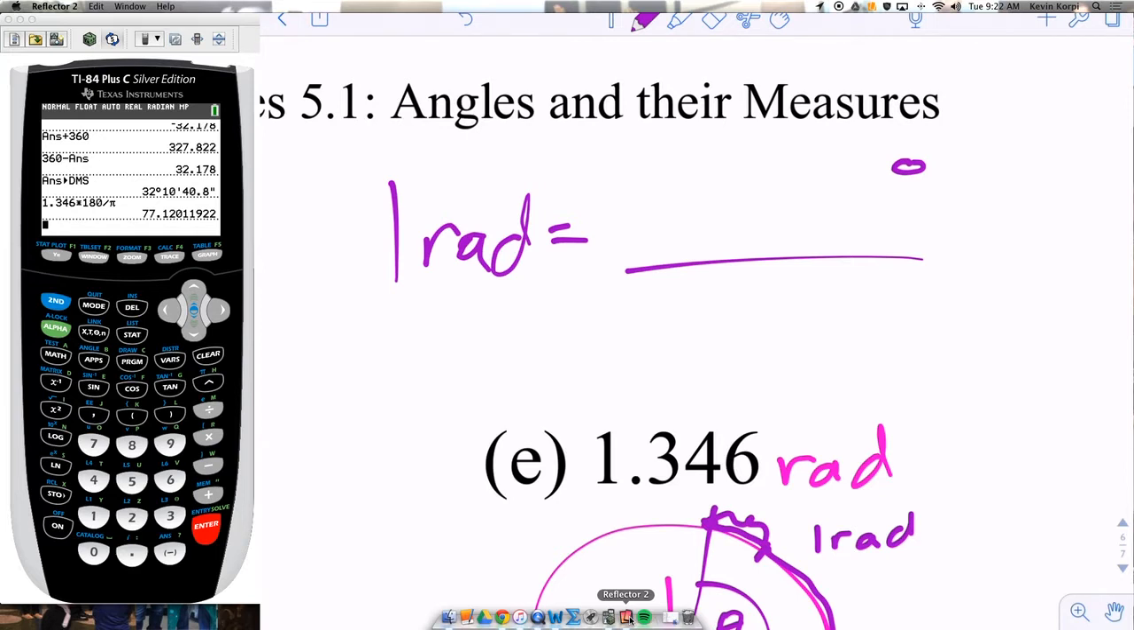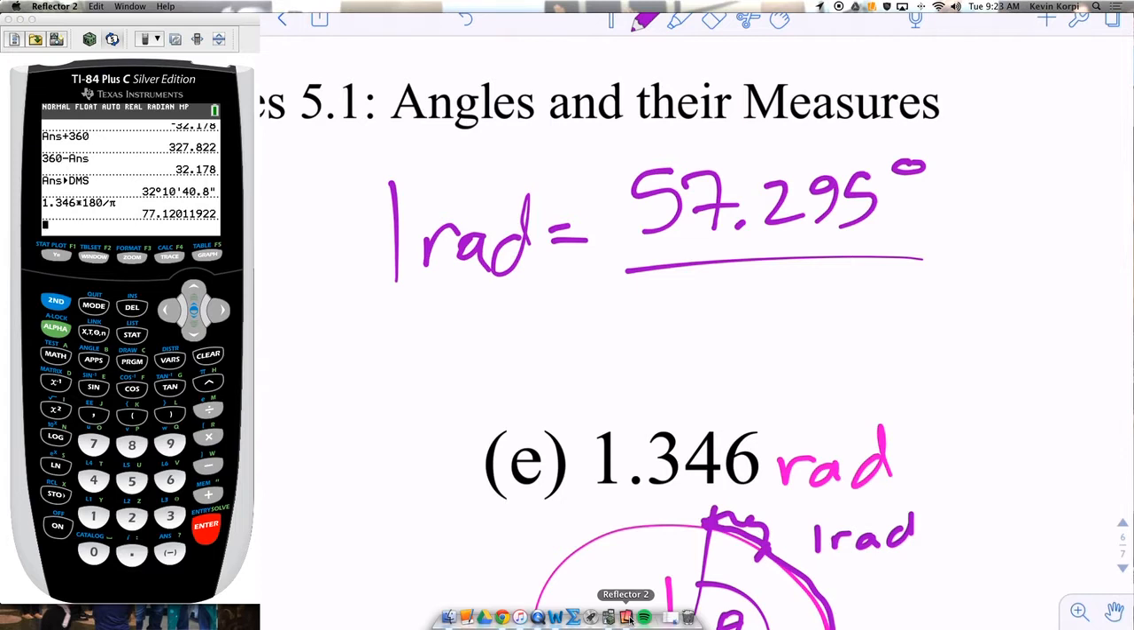What'd y'all get? 57 point, one more time? 295. I like that. Again, all you have to do is multiply by 180 over pi, which is really just 180 divided by pi. So it's about 57.1295. Not quite 60 degrees. That's kind of something that, to be culturally literate, you should kind of have a grasp on. 1 radian is a little bit less than 60 degrees.